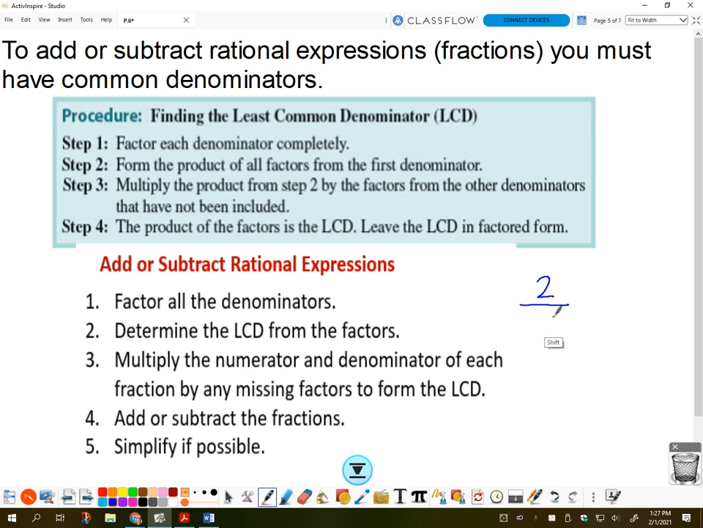If I have 2 over, let's say, 15, and I want to add to that 3/10. What I know is that 10 and 15 can both be made a 30. To change 15 to 30, I had to times 2, so I've got to times 2 up here. I don't magically change this and not change the numerator. If I change the denominator, I've got to adjust the numerator accordingly. Here we're going to times 3.